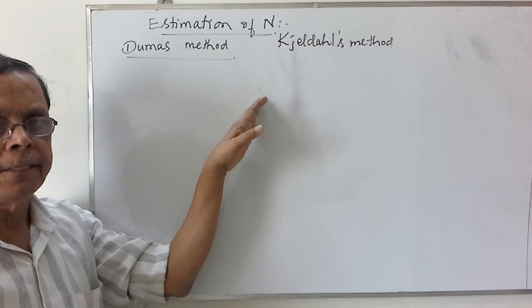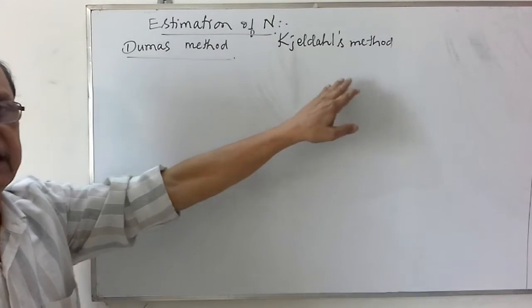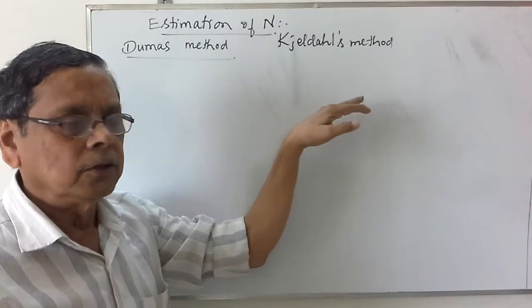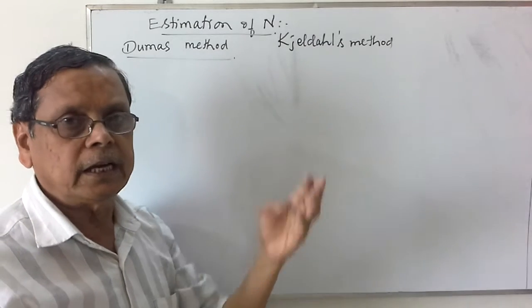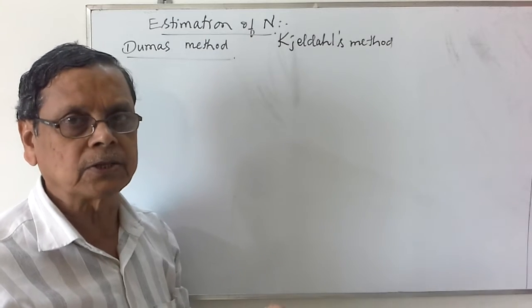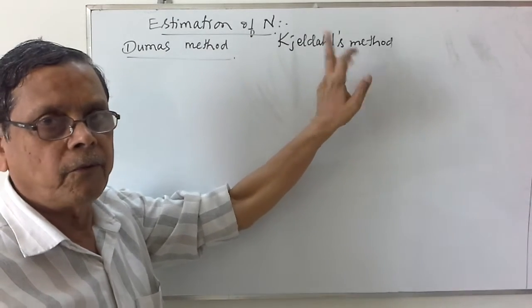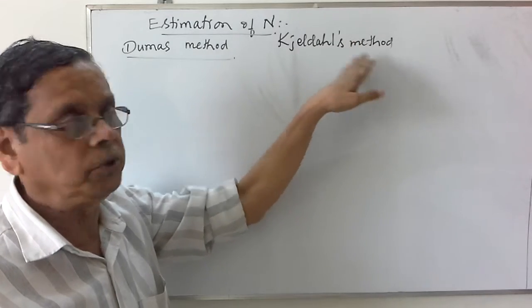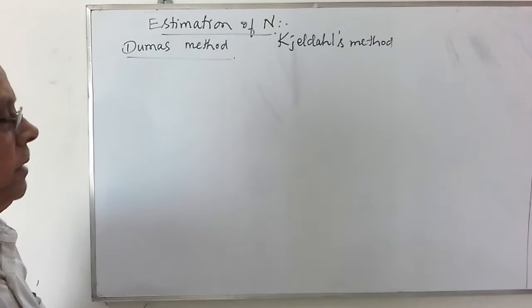In case of the Zeldal's method, it is an easiest method, but there are some disadvantages. In the Zeldal's method, the nitrogen present as an azo group, nitro group, or part of the ring system cannot be estimated. Why it is so, I will tell you during explanation of the Zeldal's method. First, let us consider this Dumas method.